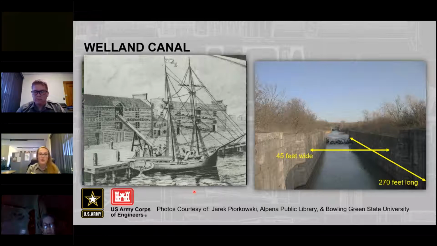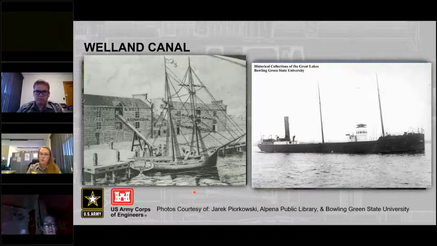The third Welland Canal was completed in 1887, and this canal was almost double in length and nearly double in width than the previous canal. Vessels like the 245-foot Algonquin, built in 1888, were designed to go through canals like this perfectly.